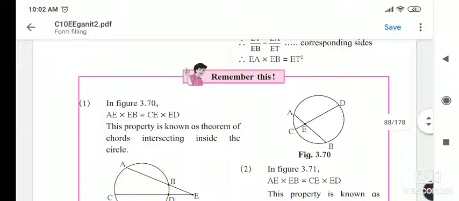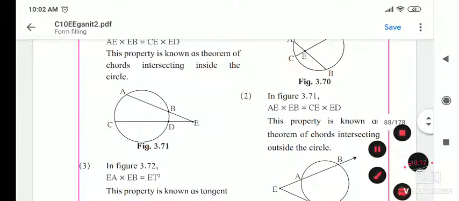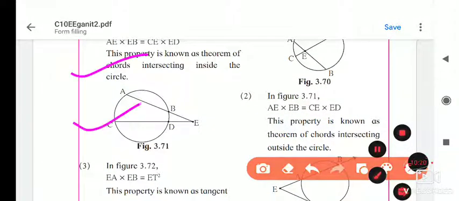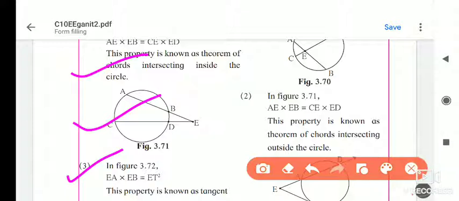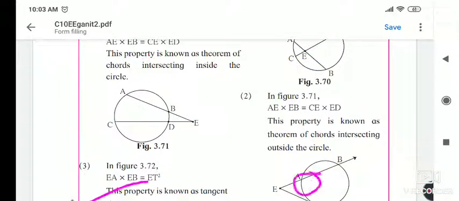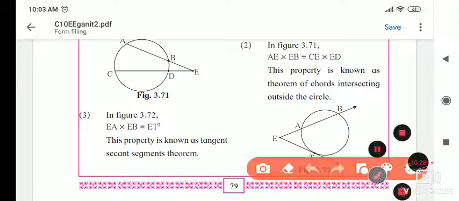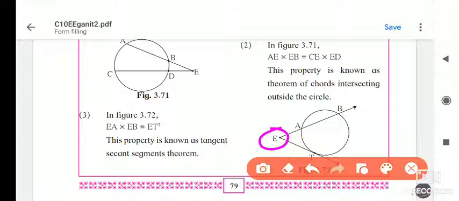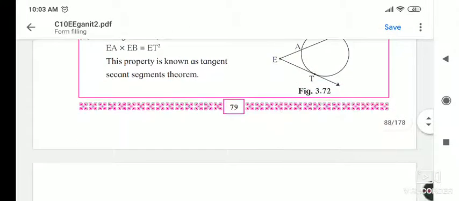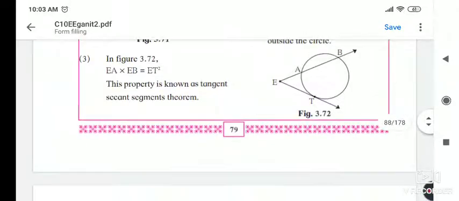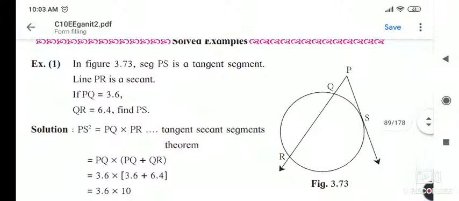Now by using these properties, the next exercise is there. So this one is, if the chords intersect each other internally, if the chords intersect externally, and if one is the chord and another is the tangent, and if these two intersect each other externally in the circle, then which properties are there that we had studied. Now we will see the example.